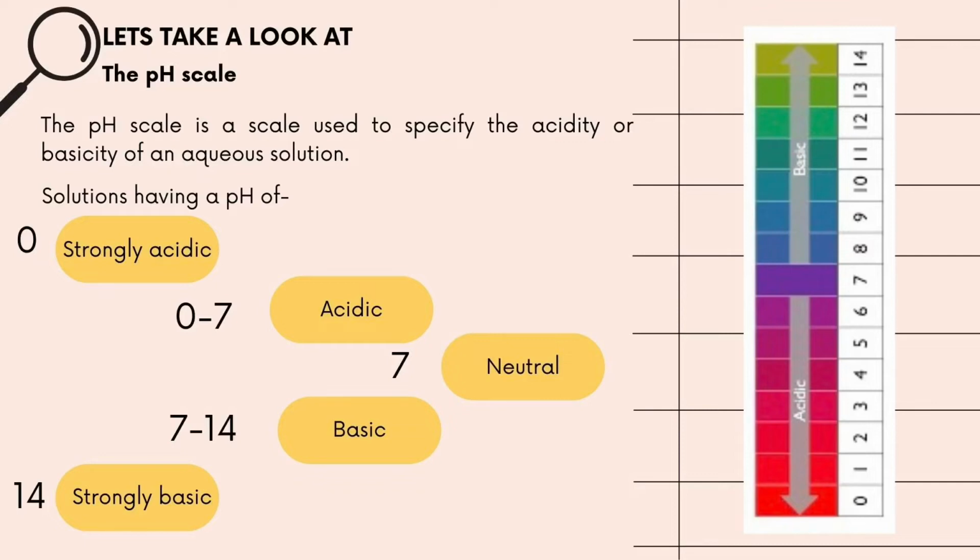Solutions having the value of pH equal to 7 on the pH scale are known as neutral solutions, like pure water. And for the value of pH ranging from 7 to 14 on the pH scale are known as basic solutions. Lastly, solutions with the value of pH equal to 14 are termed as strongly basic solutions.